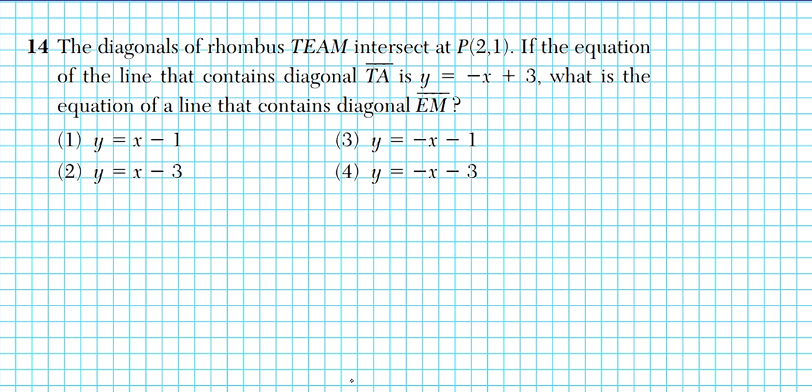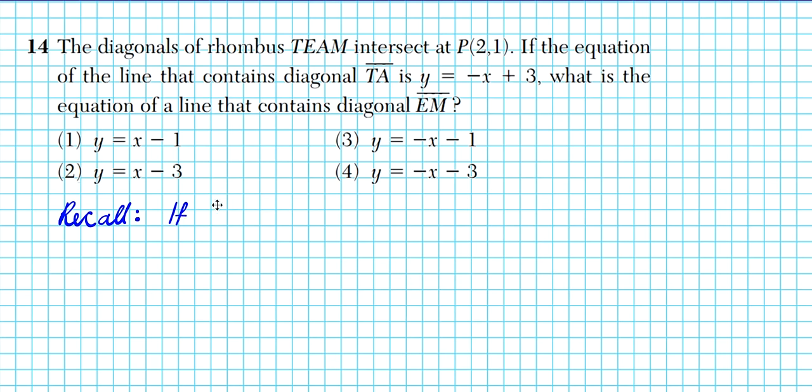Alright, let's take a look at question number 14. It reads, the diagonals of rhombus TEAM intersect at point (2, 1). If the equation of the line that contains diagonal TA is y equals negative x plus 3, what is the equation of a line that contains diagonal EM? So something I'd like you to recall is the relationship between the slopes of two lines that are perpendicular to one another. You might wonder, what does perpendicularity have to do with this problem? We'll talk about that in a second, but let's talk about slopes of perpendicular lines.